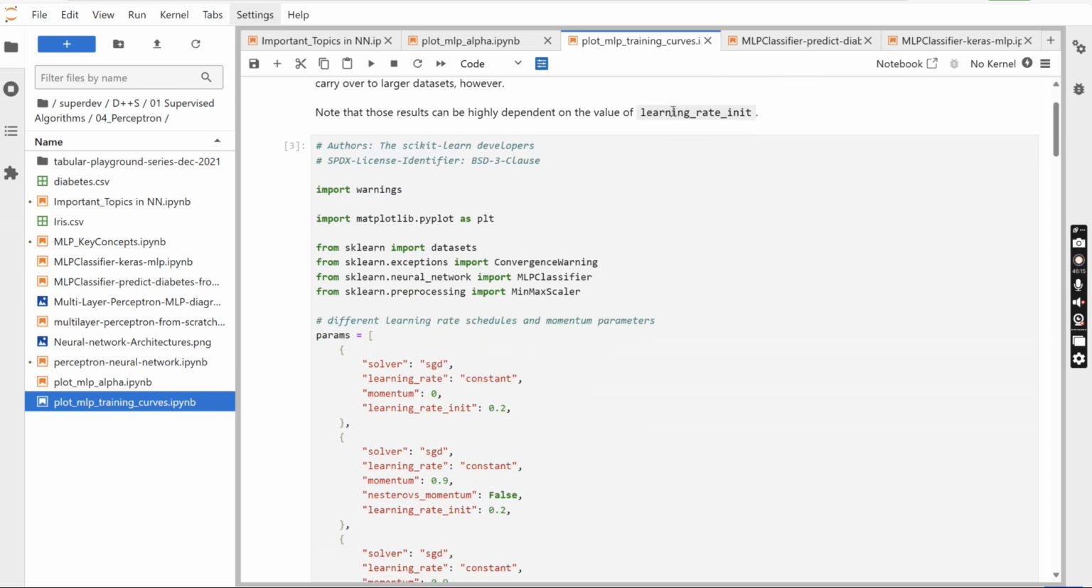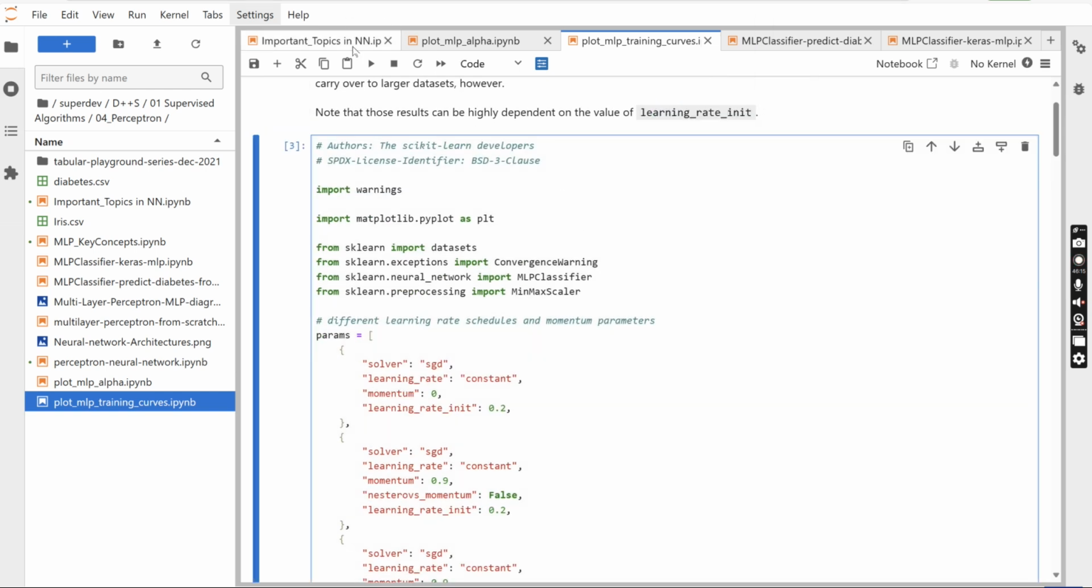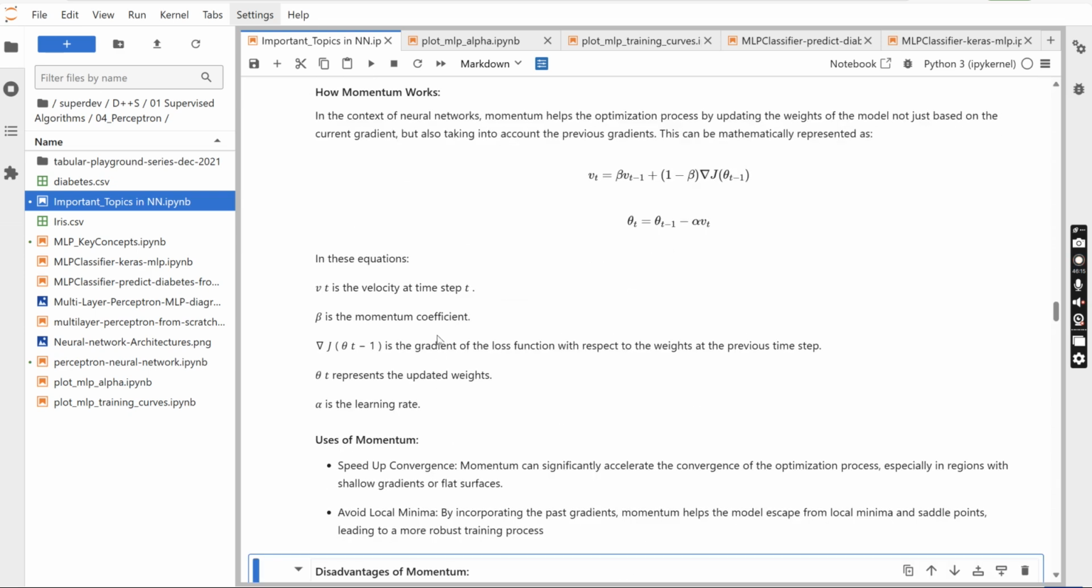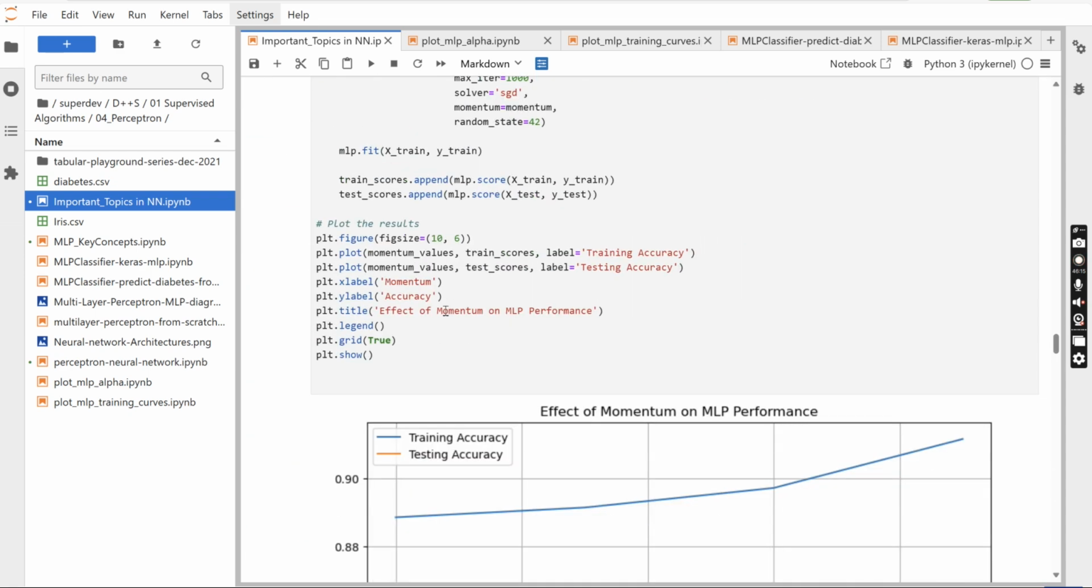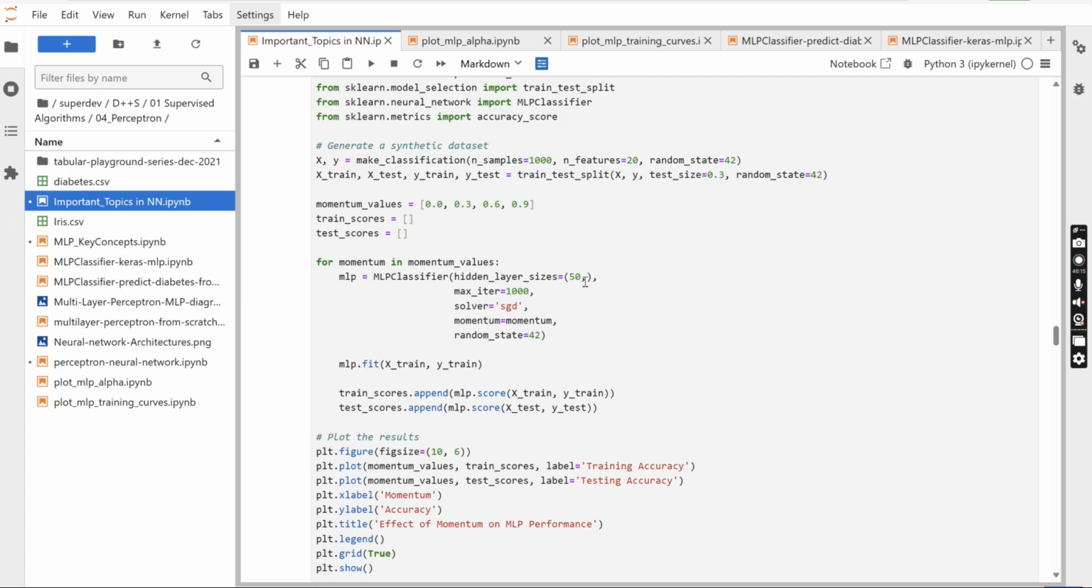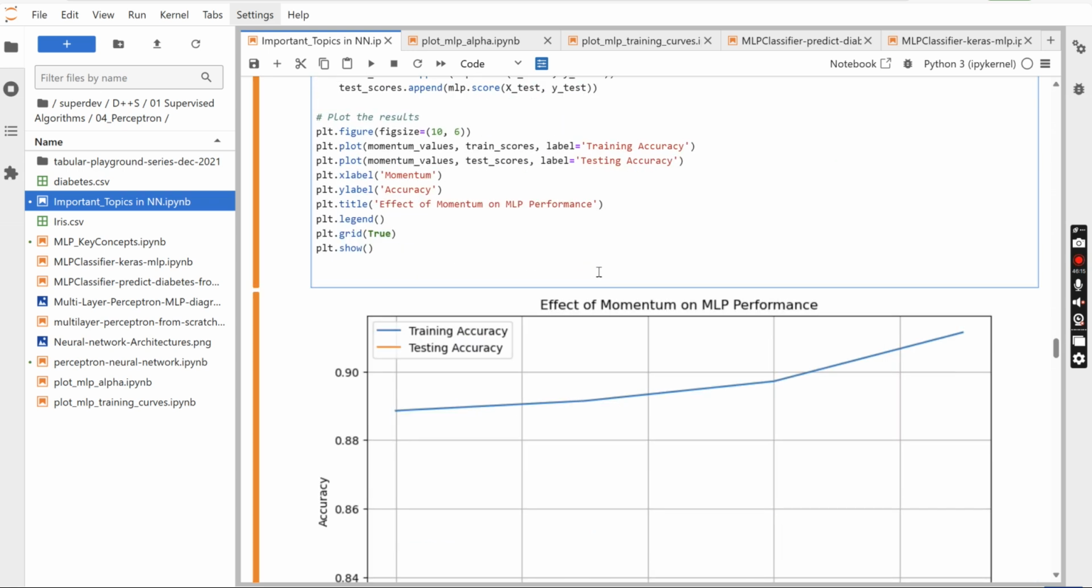The second thing is learning rate initialization, which I will show you in a bit. Next is momentum, which is what we were talking about. Here we have to specify the momentum value. Different beta values we have provided: 0.0, 0.3, 0.6, 0.9.